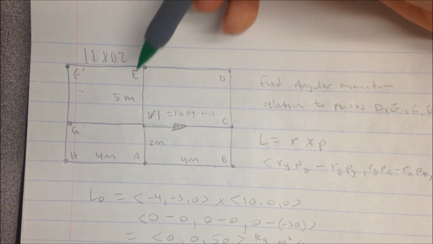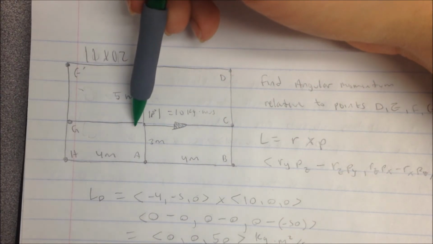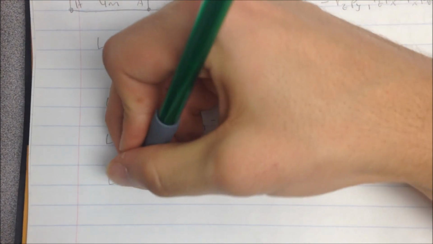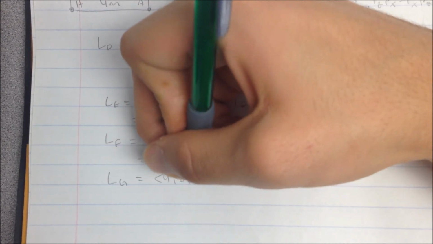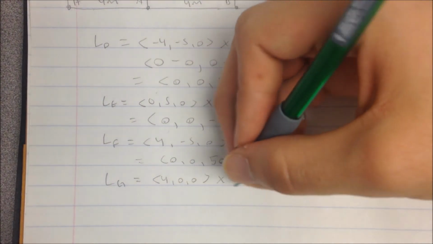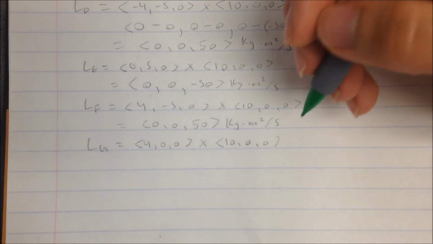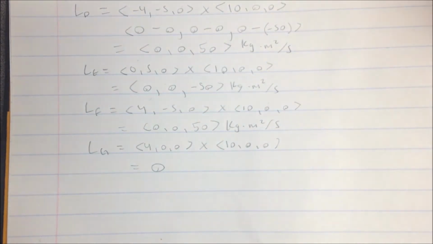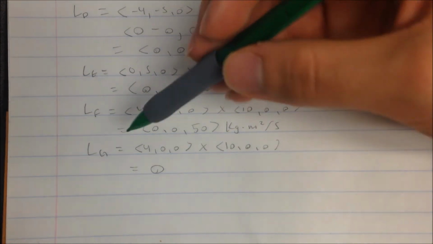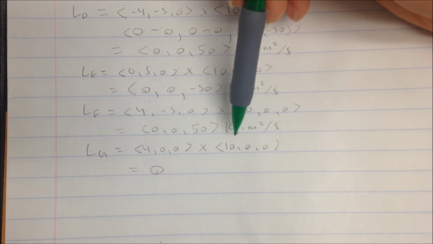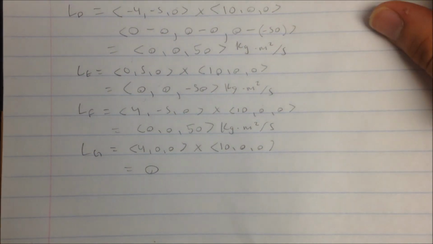Now for point G, the distance is positive 4 on the x-axis and 0 on the y-axis. So R is 4, 0, 0, cross product 10, 0, 0. The angular momentum at point G is going to equal 0 because every time you do the cross product of two values in the same axis, they cancel out and equal 0. So that's that.